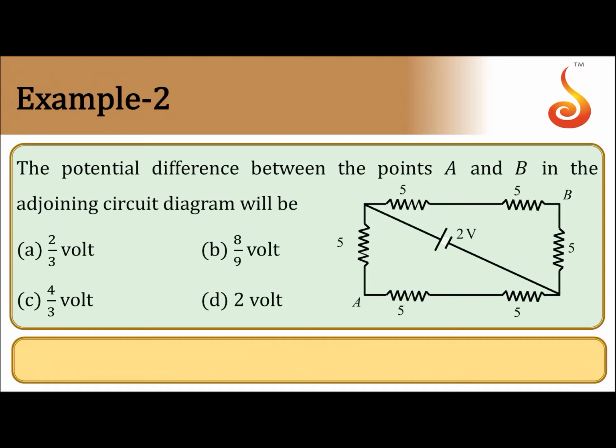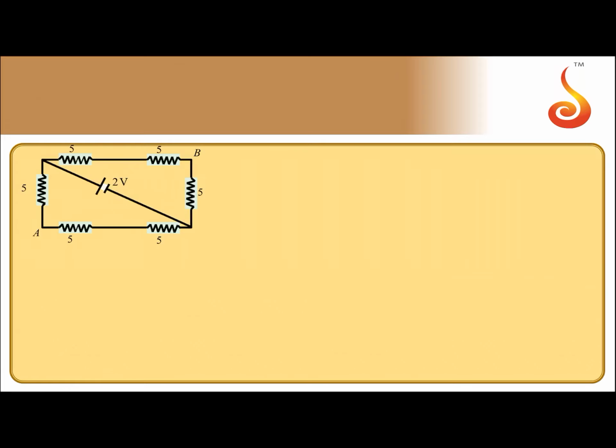So here we are supposed to calculate the potential difference between these 2 points A and B. A battery is connected between these 2 terminals. All resistances are 5 ohm, so that is what is given. Now our intention is to find the potential difference between this point A and this point B. So this is the circuit given.